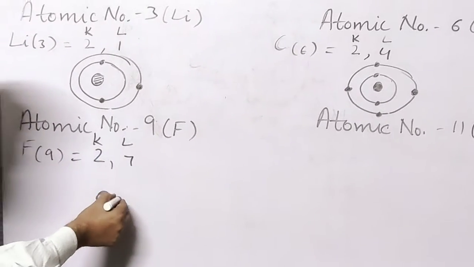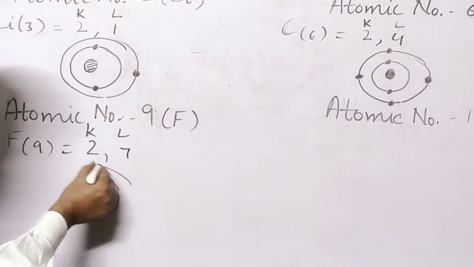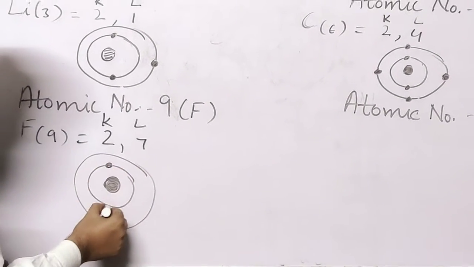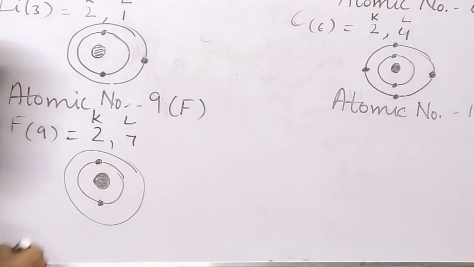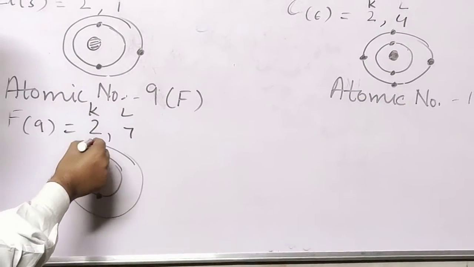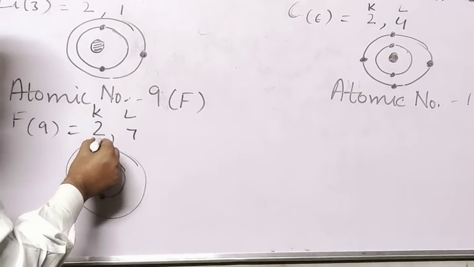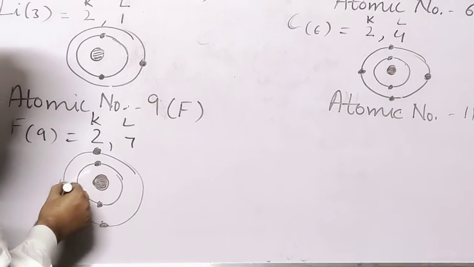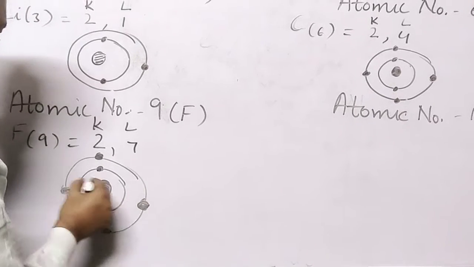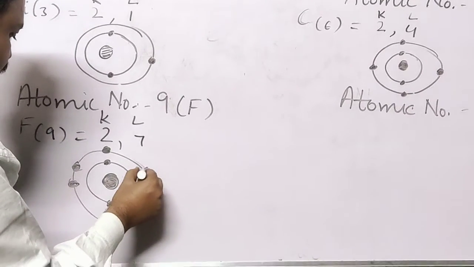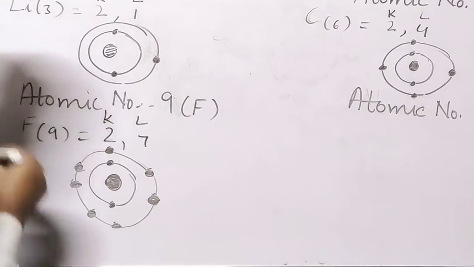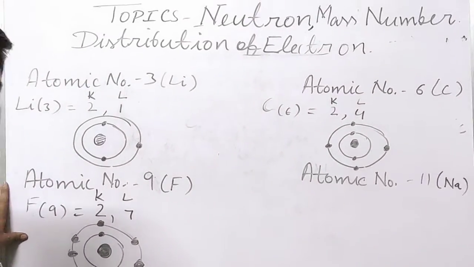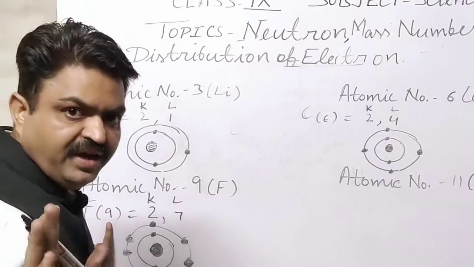Now how many shells will we make? We will make the 2 shells only. In this K shell there is only 2 electrons capacity, so we will show the 2 electrons, and in the L shell we will make the 7 electrons. 1, 2, 3, 4, 5, 6 and 7. So it is the atomic structure of fluorine that has the atomic number 9.